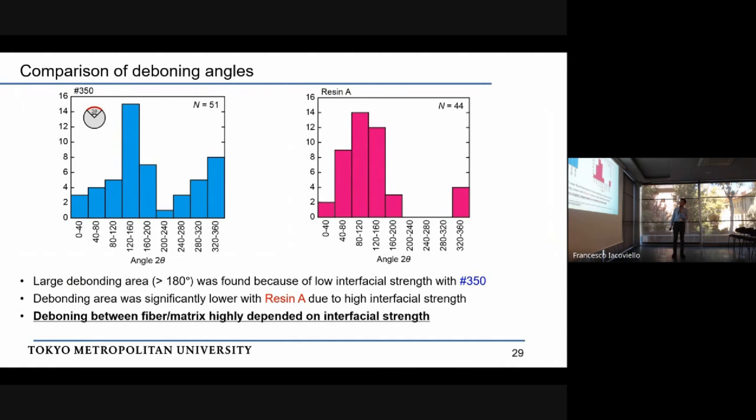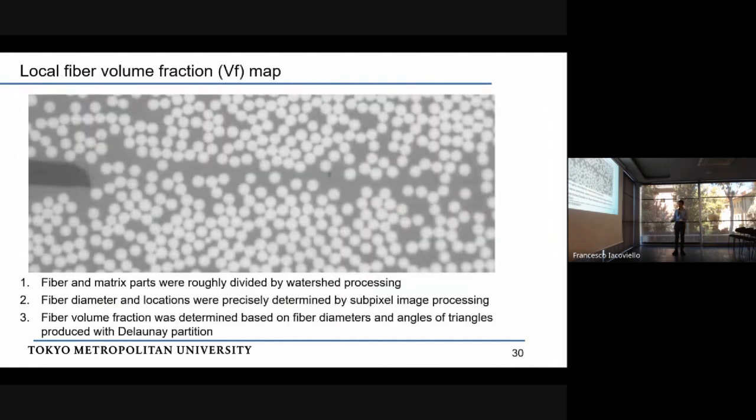And this slide shows the comparison of debonding angles. This blue one is low interfacial strength resin, and this one is high interfacial strength resin. And debonding angle is defined by this illustration. Large debonding area was observed with low interfacial strength resin. And compared to this resin, small debonding area was observed for high interfacial strength resin. So debonding between fiber and matrix highly depends on interfacial strength.